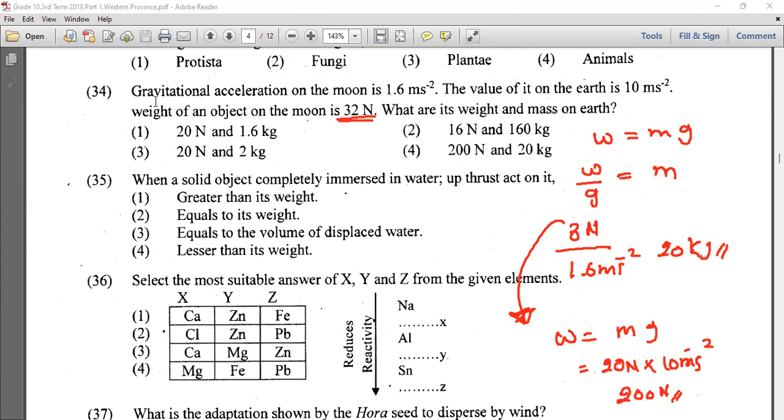Okay. So you have the answer: weight and the mass. This is the option. Weight on the Earth, mass of the object. It could be on Earth, moon, whatever. Mass doesn't change. Okay, so go for this calculation.